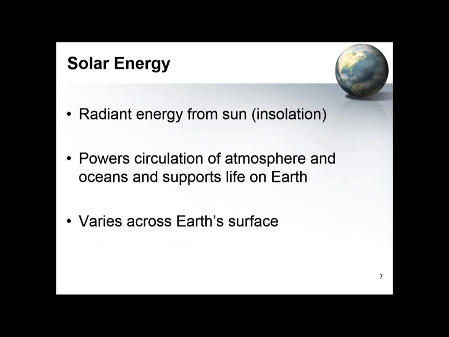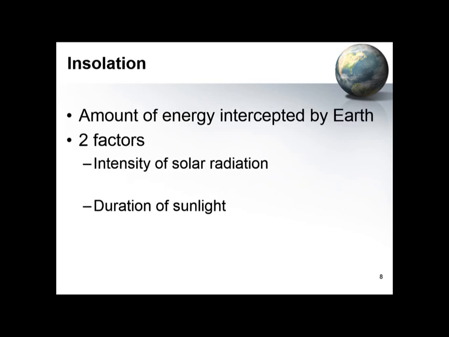And about solar energy. Radiant energy from the sun powers circulation of the atmosphere and oceans and supports life on Earth. It varies across Earth's surface. Insolation: the amount of energy intercepted by Earth. And two factors: intensity of solar radiation and duration of sunlight.